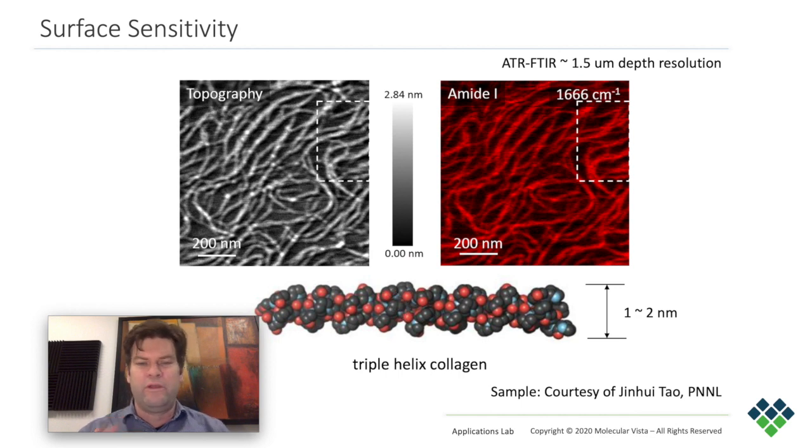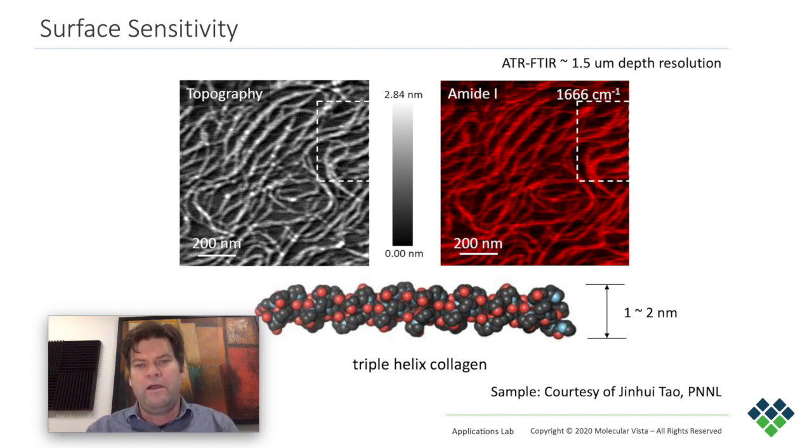PiFM also does a really fabulous job at surface sensitivity. So it's really sensitive to just monolayers or nanometer thick type materials. Here we're looking at a triple helix collagen. Our topography signal is basically showing us where those collagen fibrils are lying on top of a mica substrate.